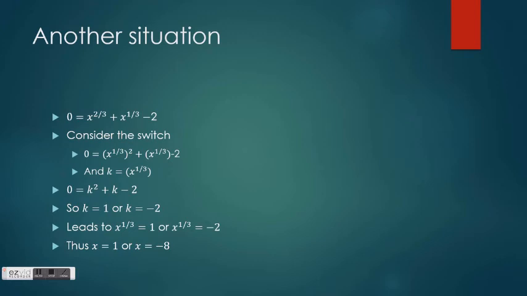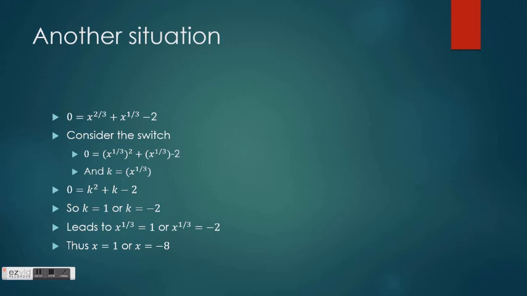Again, we see something getting squared, the same something without the square, and then there's a constant. So let's replace that something, in this case x to the 1/3, with k. And we get the equation 0 equals k squared plus k minus 2. With basic methods, either using the quadratic formula or factoring, we get the solutions k equals 1 or k equals negative 2. But remember, we have to substitute back in what k is, which is x to the 1/3.